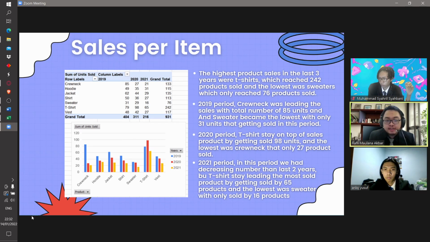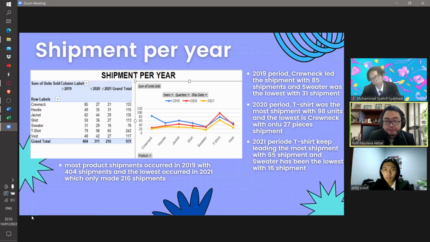Moving to 2020, t-shirts stay on top of sales with 98 units sold, and the lowest was CrewNeck that only sold 27. Moving to the next year, in 2021, in this period we had a decreasing number compared to the last 2 years, but surprisingly, the t-shirts stay leading the most sold product with 65 units, and the lowest was sweater with only 16 units sold. Next slide, please. And this is our shipment per year.